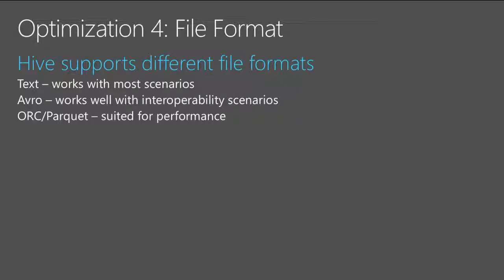My fourth optimization is file formats. Hive supports different file formats. It supports text, which we've seen so far. All the examples we saw were text. It's the default, and it works with more scenarios. The second is Avro, which works great with interoperability scenarios. And the third, which we recommend highly for performance, is ORC or Parquet.